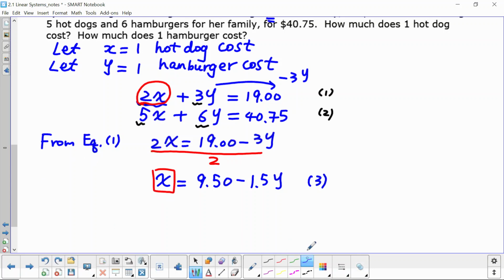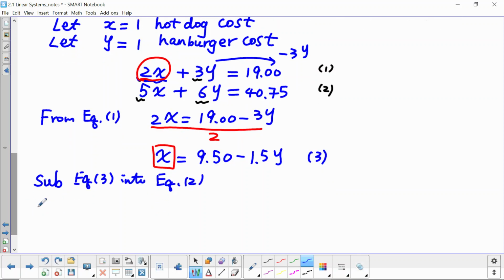Then we are going to do substitution, which means you have to substitute twice. Sub equation 3 into equation 2. Remember, equation 1, 3, then a different equation, equation 2. Then we are going to see what we are going to have. When you replace, you only replace the x. Substitute 9.5 minus 1.5y for x only.